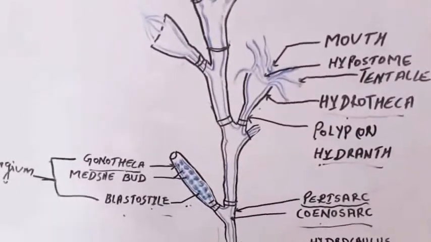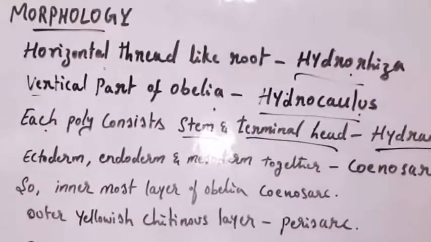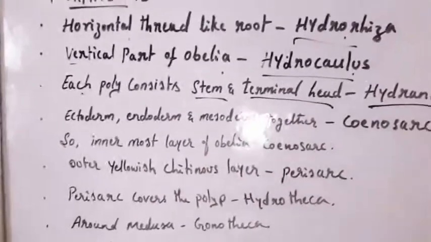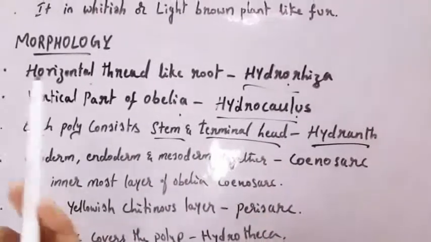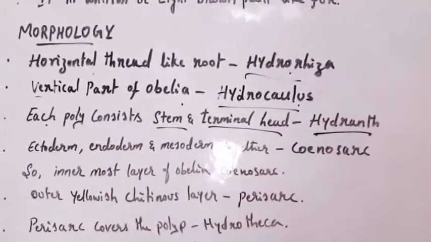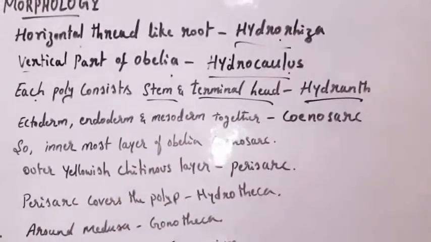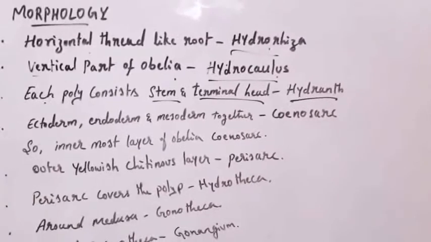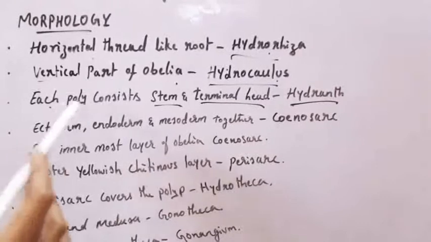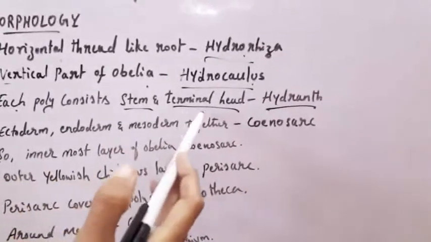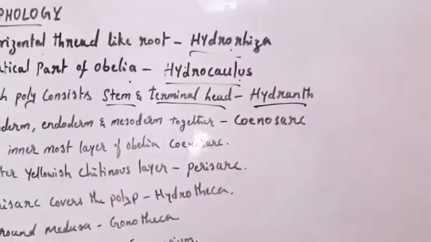Okay, so here in the Obelia colony, each colony consists of a horizontal thread-like root, that is called a hydrorhiza. From the hydrorhiza, the vertical part of the Obelia is called a hydrocaulus. So on each side of the hydrocaulus there is a presence of zooids. So each polyp that consists of a stem and terminal head is called a hydranth, or also called a gastrozooid.